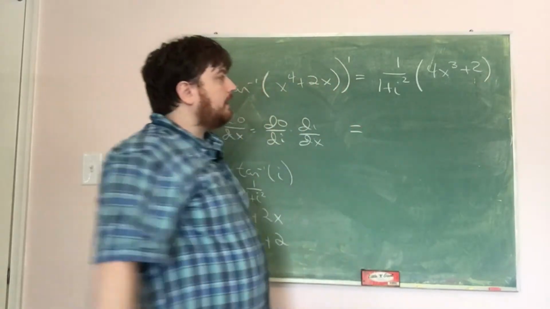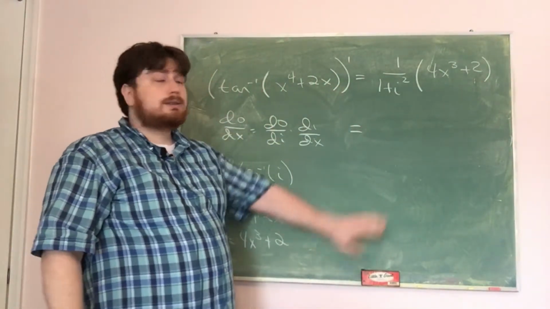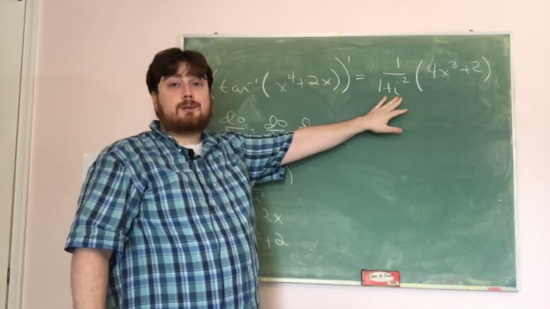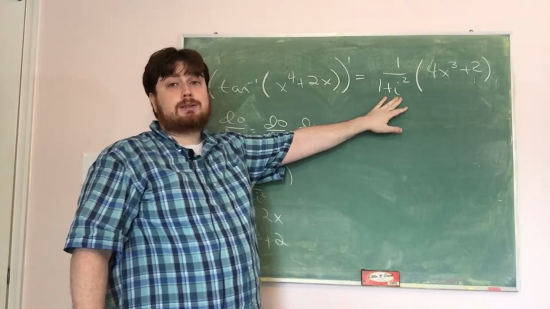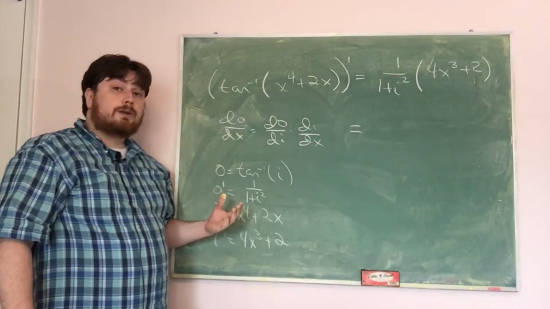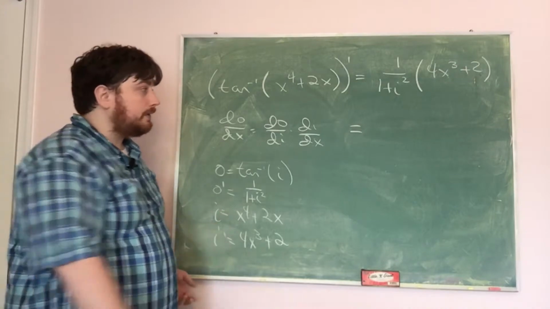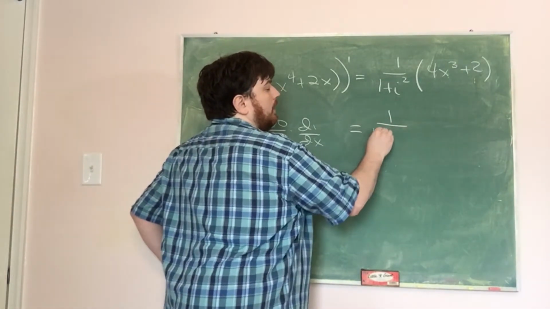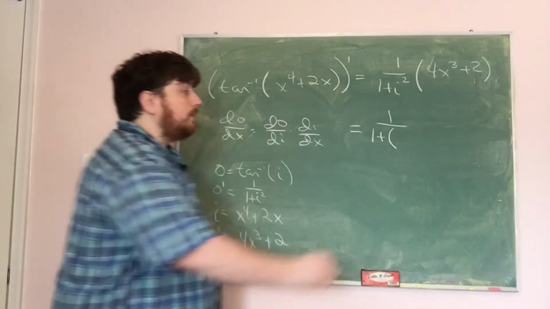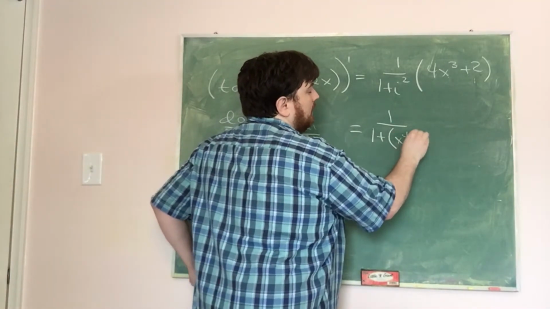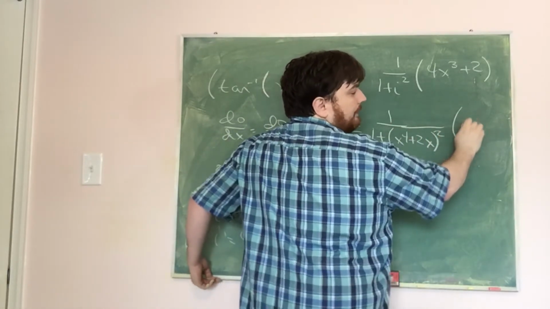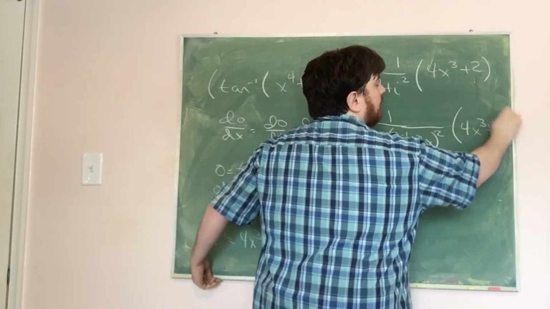Now, the last thing I need to notice is that I can't use I here because I introduced that variable into the problem. So I need to say what I is in terms of x so that I get a derivative in terms of x. What I end up with is 1 over 1 plus, with I being x to the fourth plus 2x, that whole thing squared, times 4x cubed plus 2.